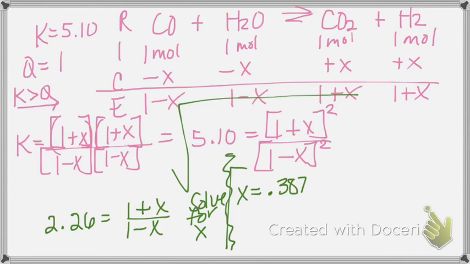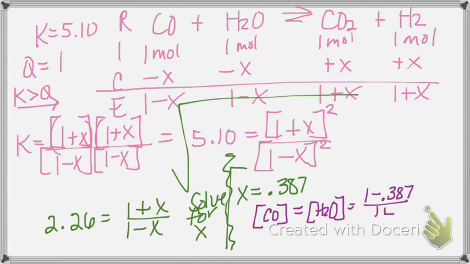We're going to say the concentration of CO is equal to the concentration of H2O, which is 1 minus 0.387 over 1 liter, which is 0.613 molar.